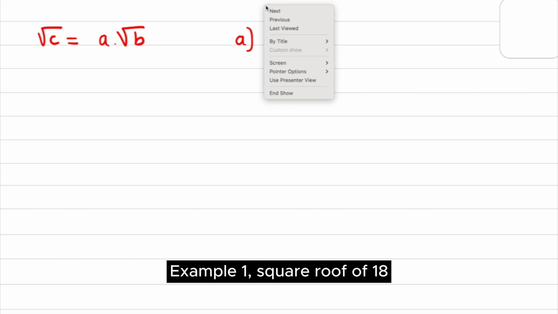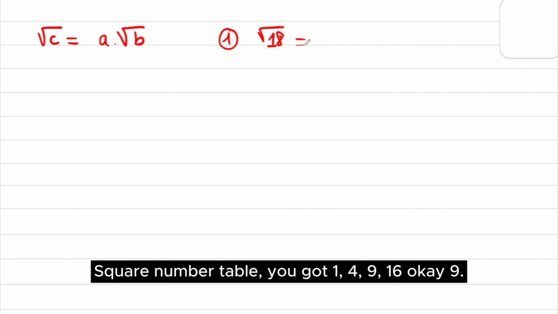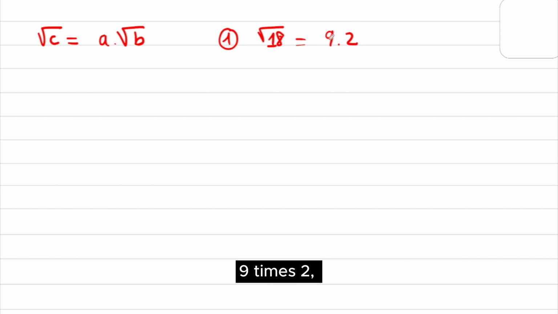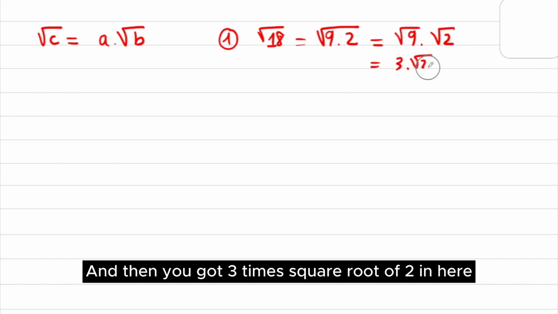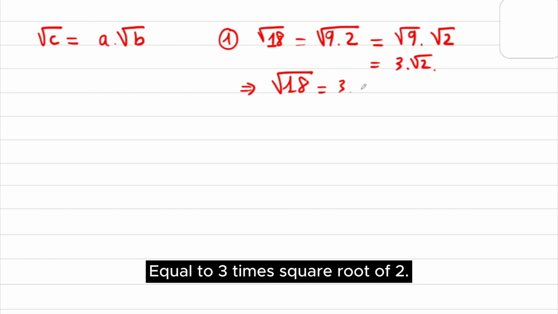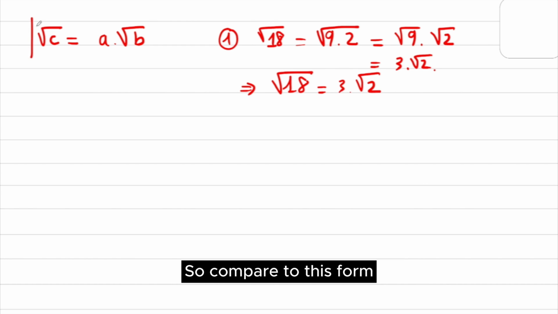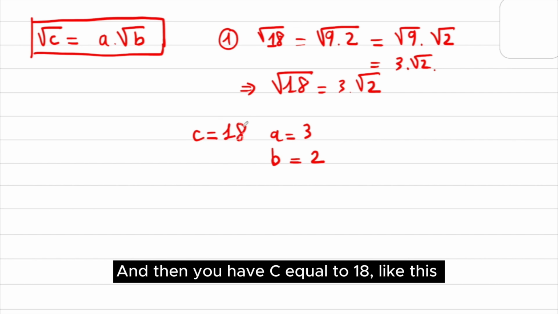Example 1, square root 18. Okay, remember the square number table, you got 1, 4, 9, 16. Okay, 9. 9 times 2, you got this one become square root of 9 multiply square root of 2, and then you got 3 times square root of 2 in here. For conclusion, square root of 18 equals 3 times square root of 2. So compared to this form, you got a equals 3, b equals 2, and then you have c equals 18 like this.